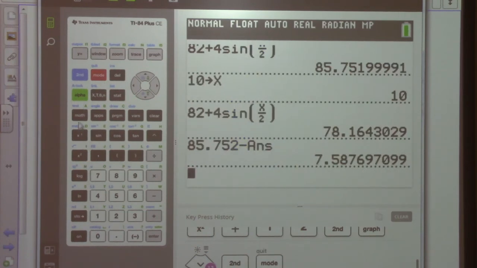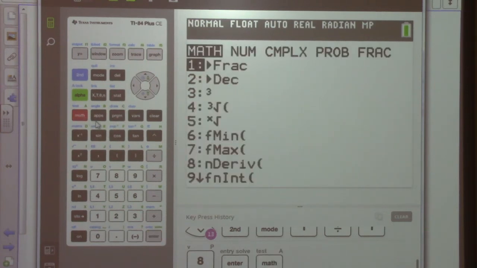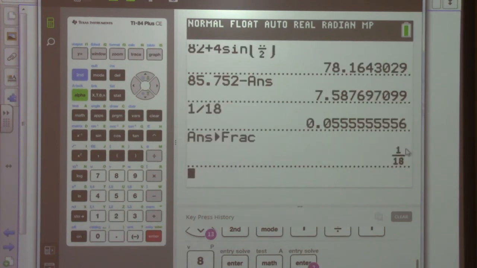5, 5, 5, 5, 5, 5, 5, 5, 5, 5. So you get that thing right there, right? Well, if you get this thing right here, you can change it back to a fraction, I think. If you go to math and you want to go to fraction right here, press enter twice, we'll change that. Oh, okay, I got it. You see what we did there?